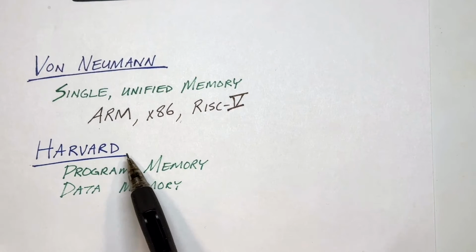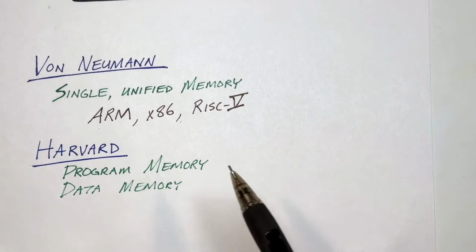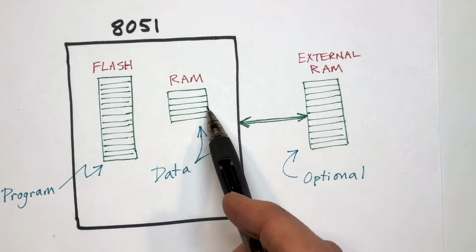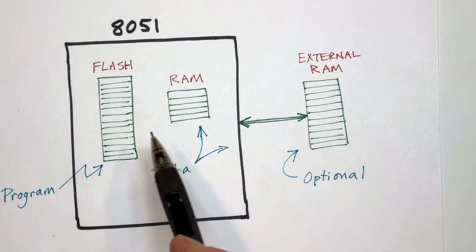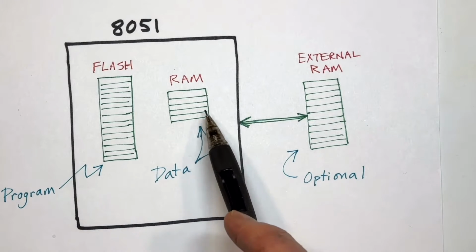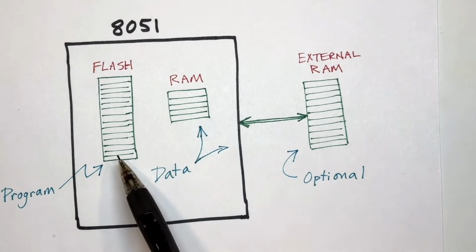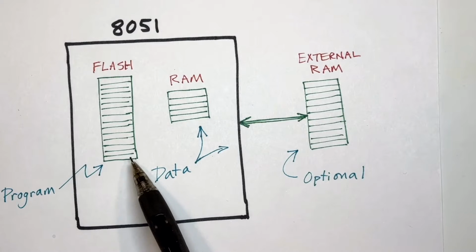With the Harvard architecture, you have two separate memories. So the AT51 is a Harvard architecture machine. The program memory and the data memory are separate. So this thing cannot modify its own program while it's executing.